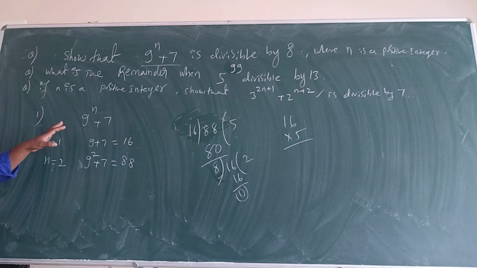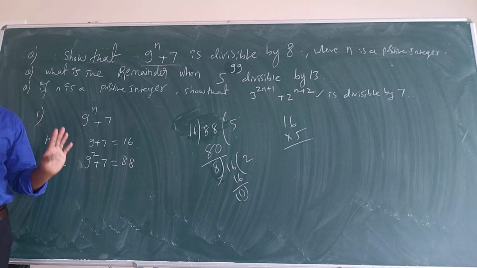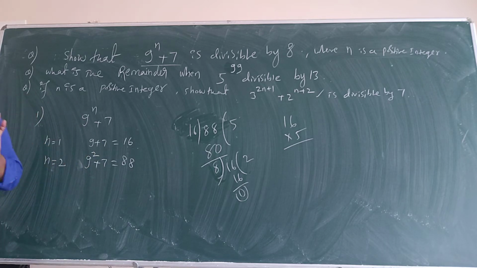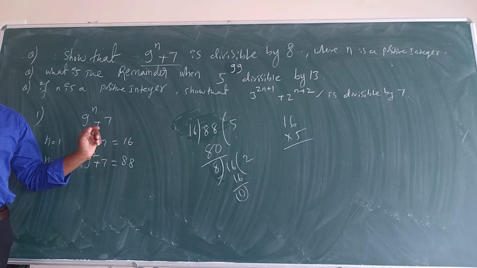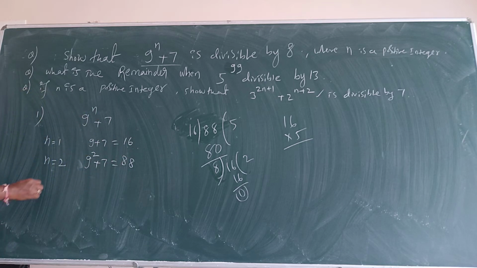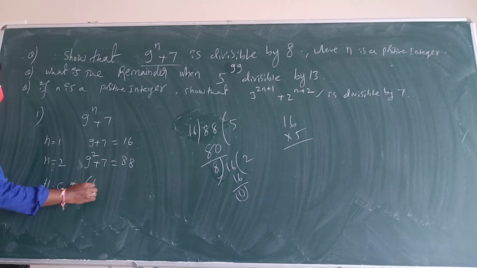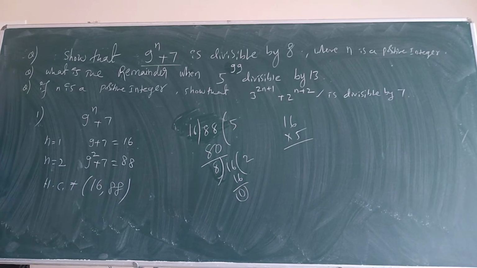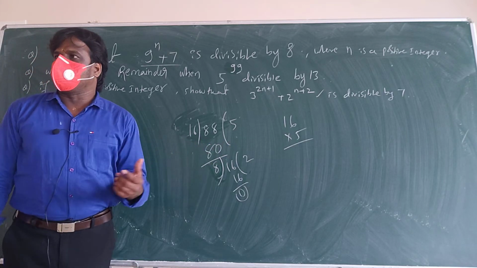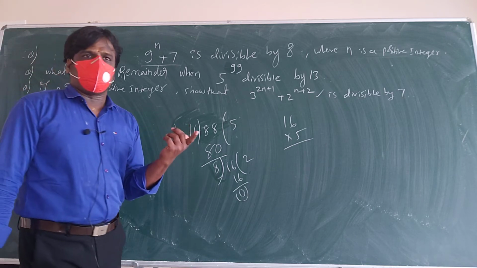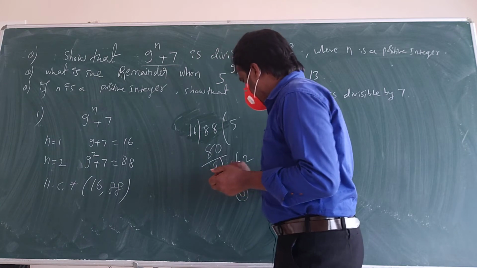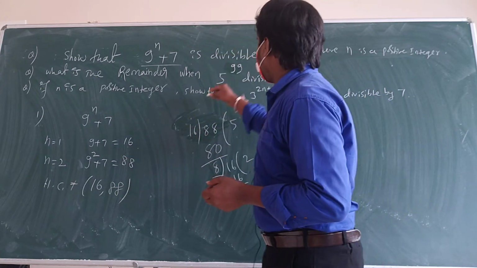Shortcut method is what? Whenever you have such kind of questions, without using binomial theorem, the shortcut method is to substitute n is equal to 1, you got 16. n is equal to 2, and find the GCD, the HCF. You know, class 10th you did. HCF of 16 and 88. There are three methods to find HCF. One of the methods is the division method. Another is the factorization method, prime factorization method. You can use any of them. So the answer is 8. GCD is 8. So that's why it is divisible by 8.